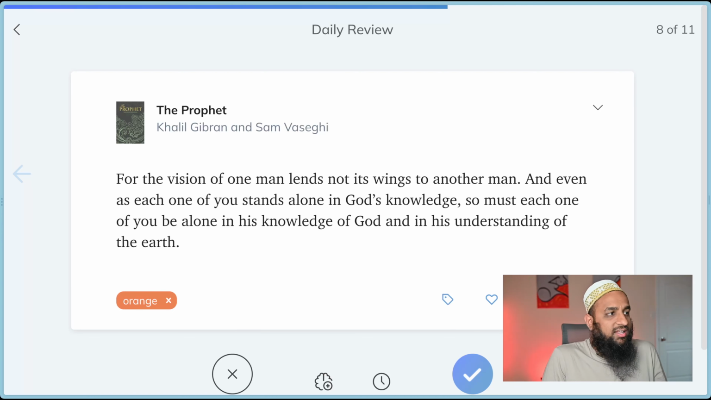It's a classic. It's a really nice book. For the vision of one man lends not its wings to another man. And even as each one of you stands alone in God's knowledge, so must each one of you be alone in his knowledge of God and in his understanding of the earth.